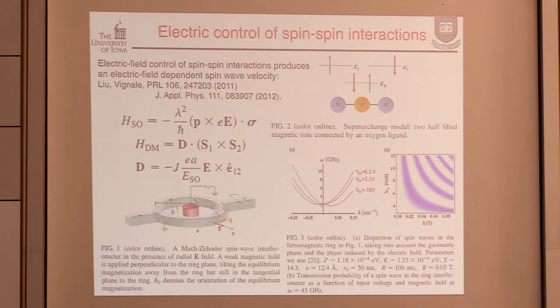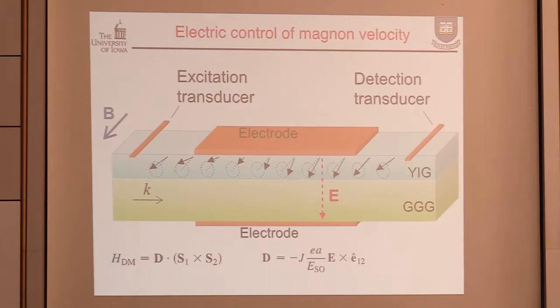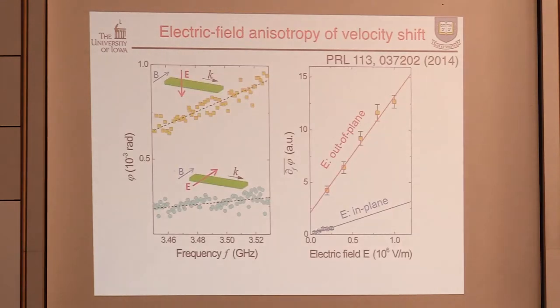So adapting that for this geometry that Hong Tang was looking at, we considered this system where you have the electrode here, the antennas, spin wave propagating that way, electric field perpendicular. And this is the shift in the frequency. This is the phase shift as a function of frequency, shown here for an electric field in the proper orientation to generate a Dzyaloshinskii-Moriya interaction, and what was intended to be the control experiment, where the electric field is not going to generate a Dzyaloshinskii-Moriya interaction.